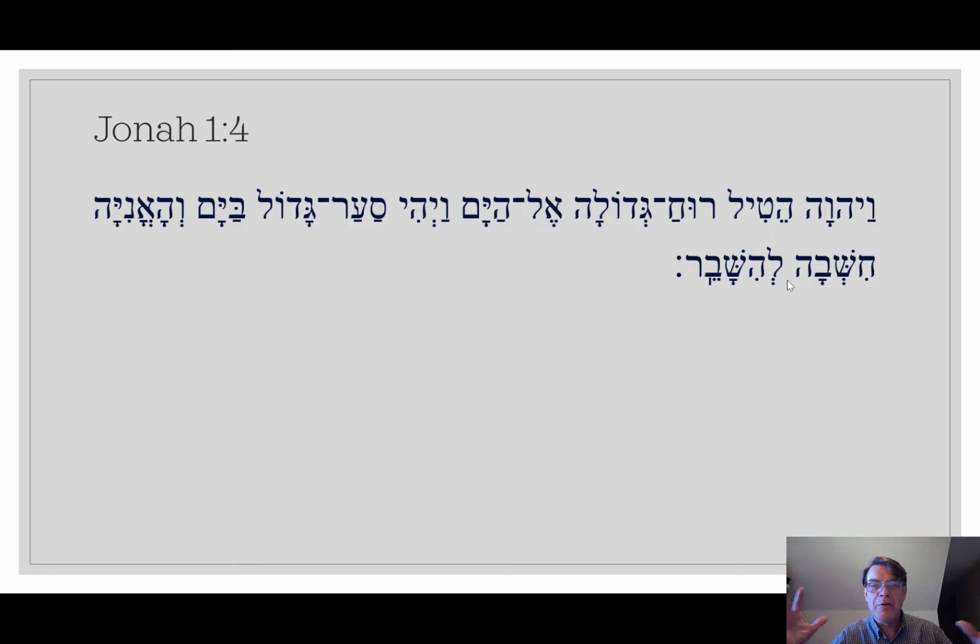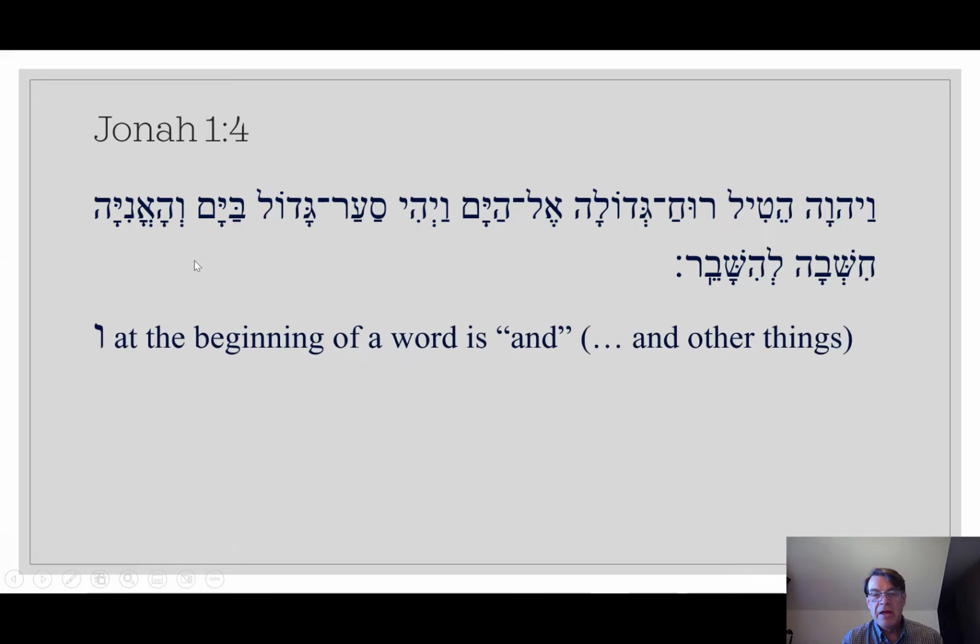Your first 3 grammar things. The first thing I want to teach you is this vav on the beginning of a word. Vav on the beginning of a word is always, as far as I can tell, there might be a very minor exception, but almost always, when there is a vav on the beginning of a word, drum roll please, it is and. And so Hebrew is an and loving language.